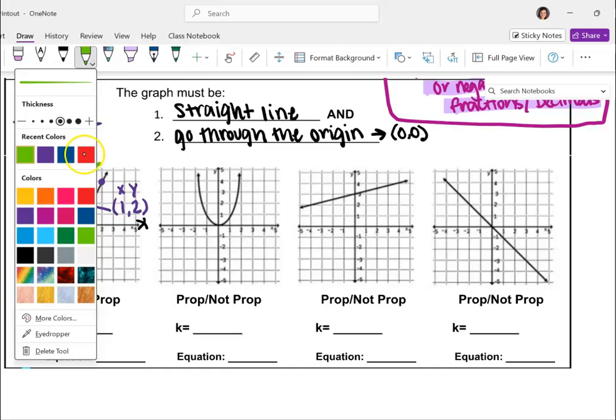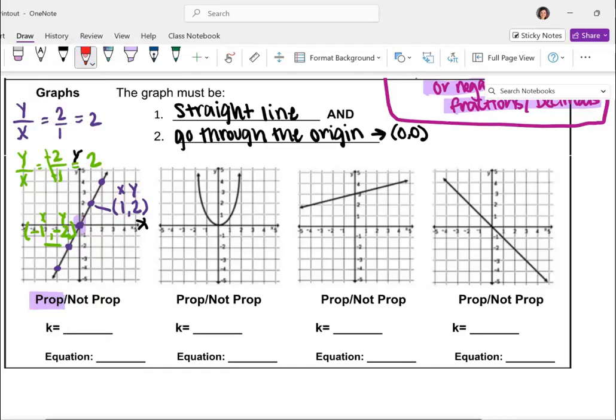To show you one more time, if I use this point right here, I go over 1, 2 to the negative, so that's negative 2, and I go down 4. 1, 2, 3, 4. So again, here's my x, here's my y. And so now if I do y divided by x, negative 4 divided by negative 2 is a positive 2 because these cancel.